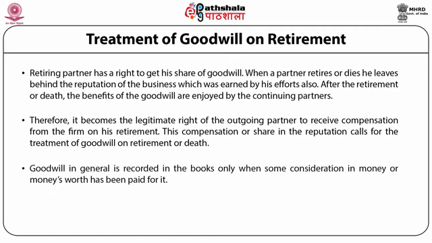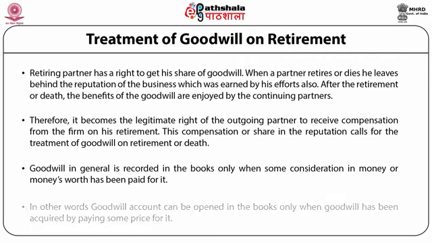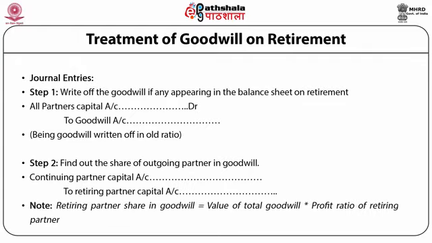Goodwill in the journal is recorded in books only when some consideration in money or money's worth has been paid for it. In other words, a goodwill account can be opened in books only when goodwill has been acquired by paying some price for it. Treatment of goodwill on retirement. The journal entries: if goodwill is appearing in the balance sheet, write it off by passing the entry: all partners' capital accounts debited to goodwill in the old ratio.